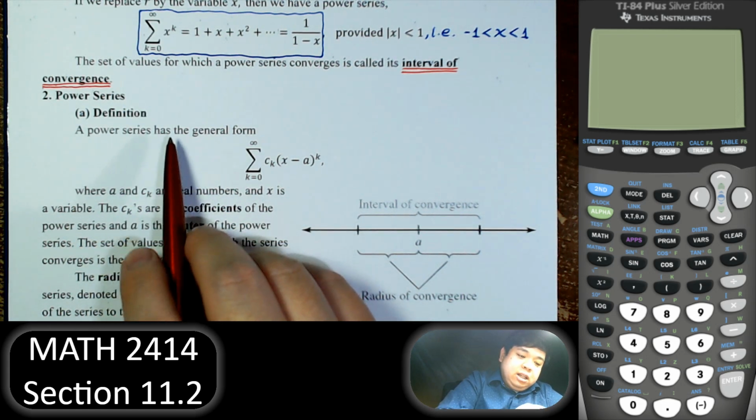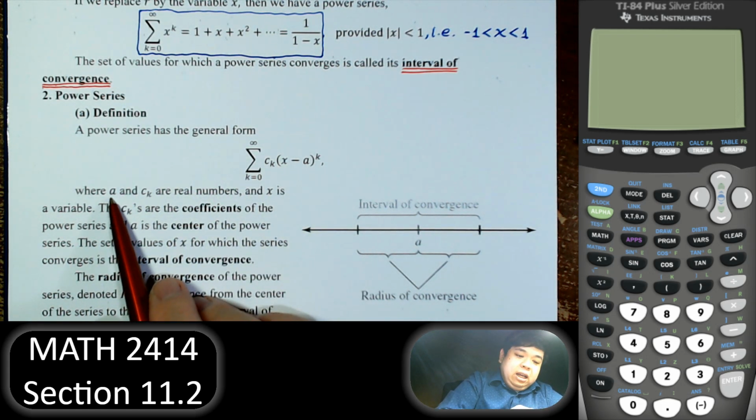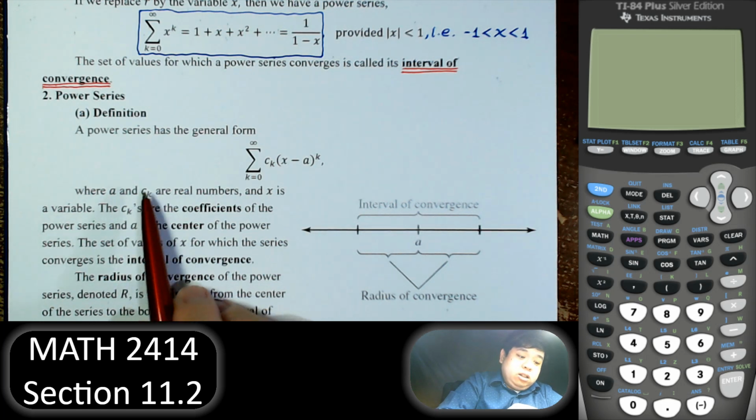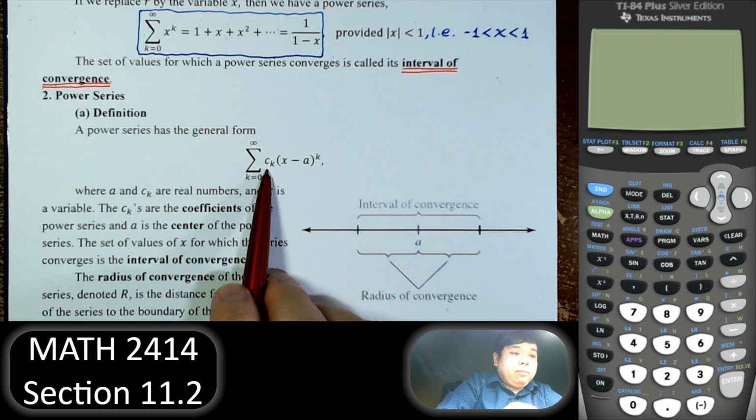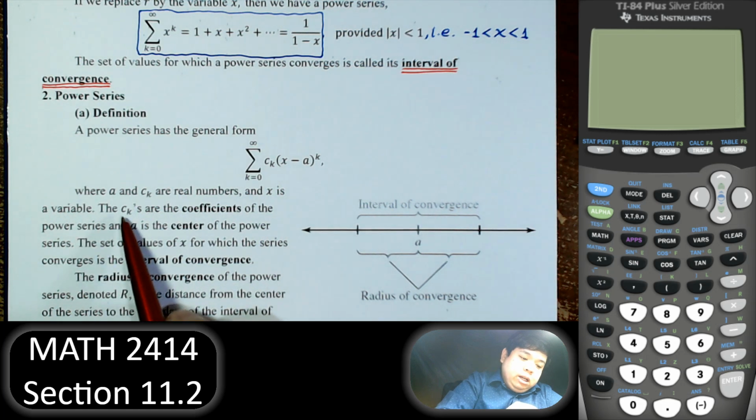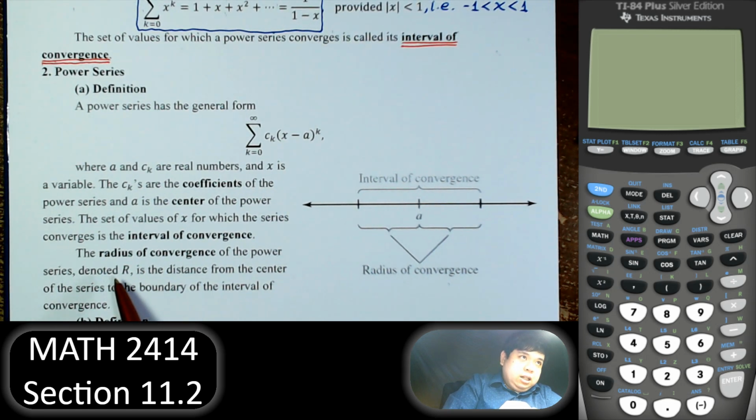Right, definition. A power series in this form, where a is the center, c sub k is a constant, and x is a variable. The set of values of x for which the series converges is the interval of convergence. The radius of convergence of the power series, denoted r, is the distance from the center of the series to the boundary.